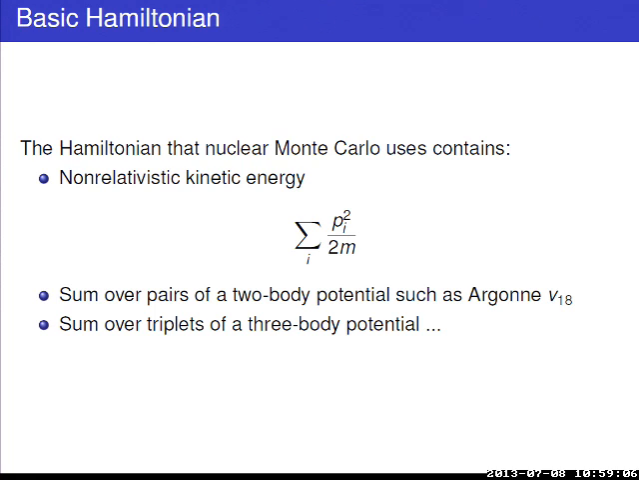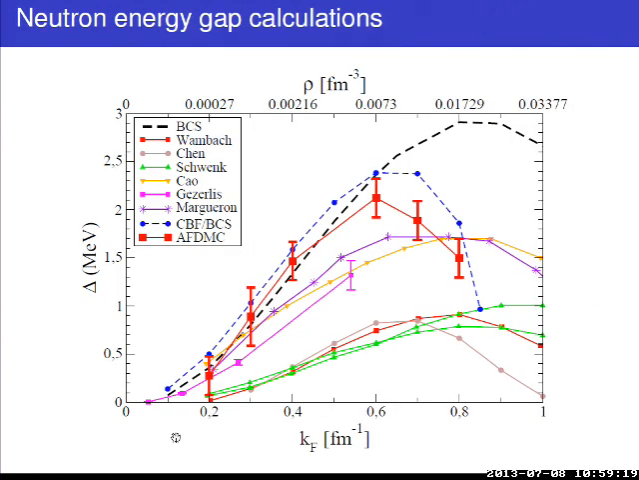So this is the Hamiltonian: kinetic energy, sum over pairs of a two-body potential, such as argon. We include a three-body potential in neutron matter because it has the same form and is straightforward. And I just wanted to show you this to try to end on time. So these are the neutron energy gap calculations. These are at very low densities. Nuclear matter density is 5 times bigger than this, roughly. So these are low density.